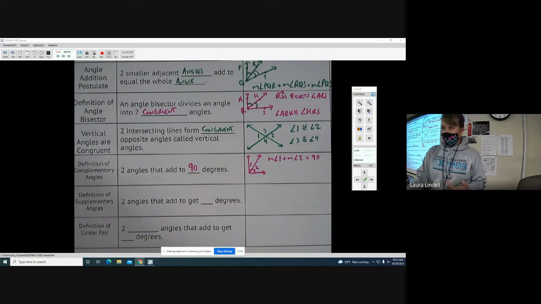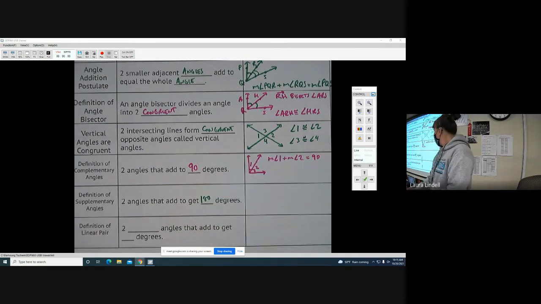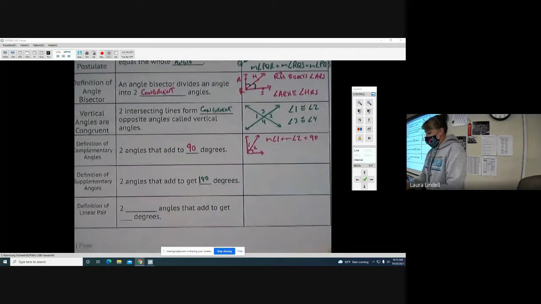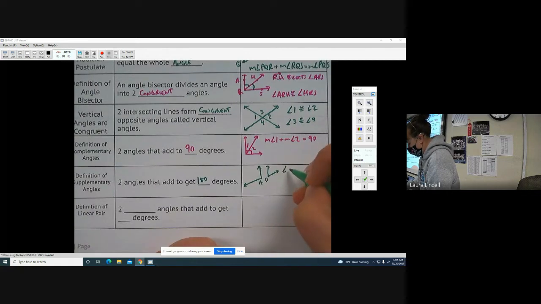And then the same idea for supplementary, but this time what do they add to? 180. So for supplementary, we could have something like this, where we're told angle A and angle B are complementary or supplementary.